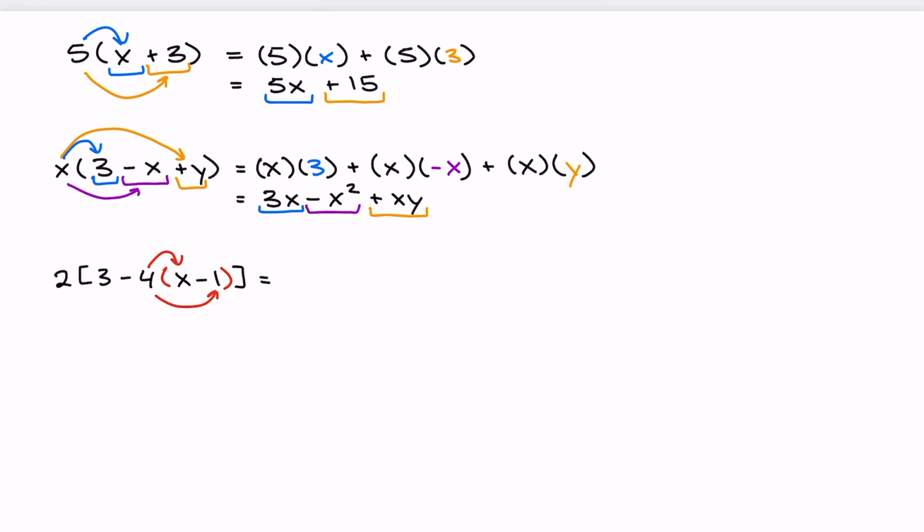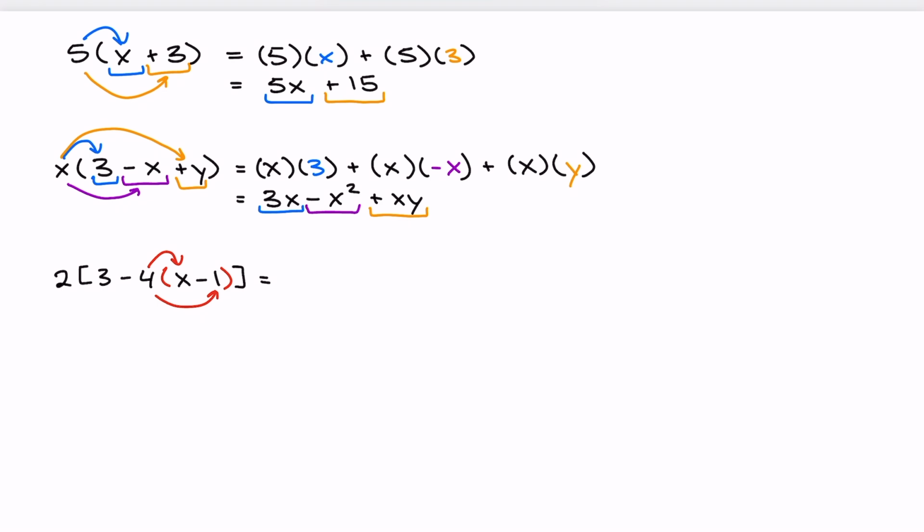Hi everyone, welcome to today's video on expanding and simplifying algebraic expressions, and then we're also going to go over some examples later. So when you have a term outside a bracket, you need to multiply it by each term inside the bracket. This process is called the distributive property. So whatever is outside gets distributed to everything inside.